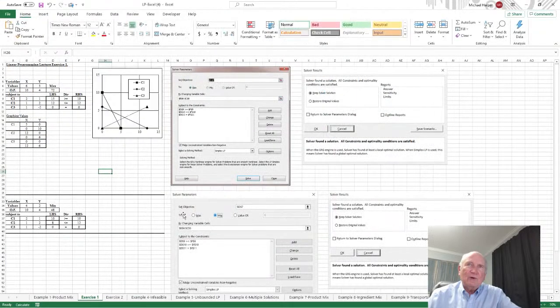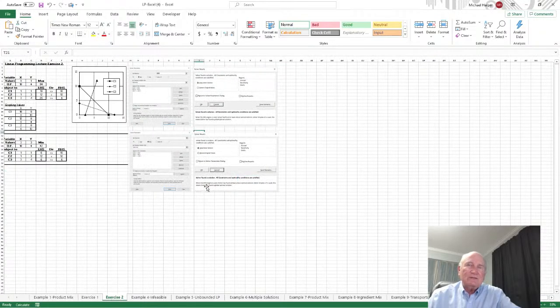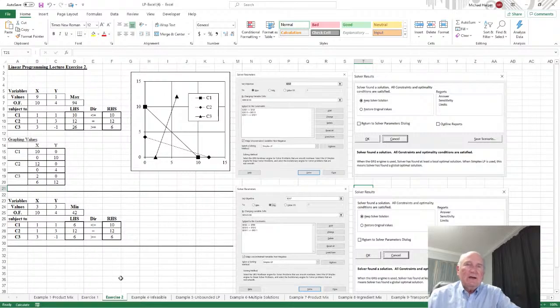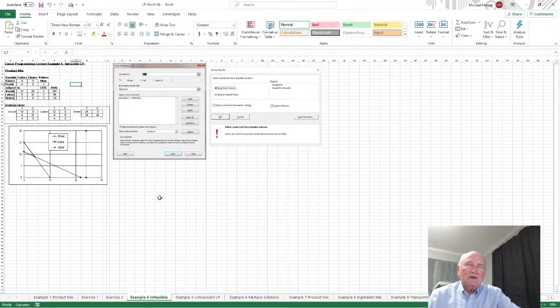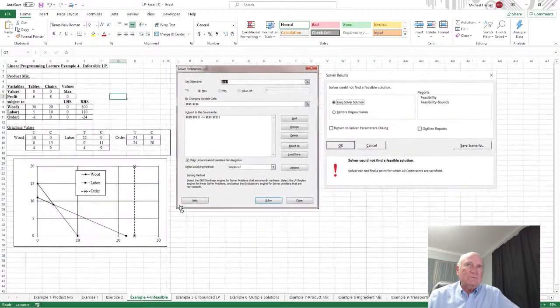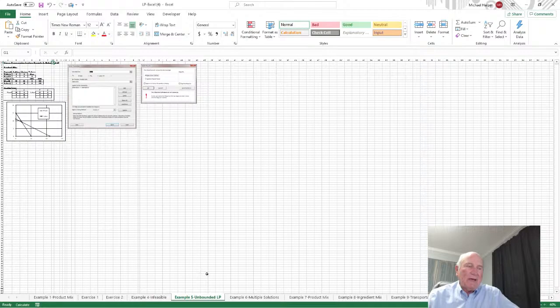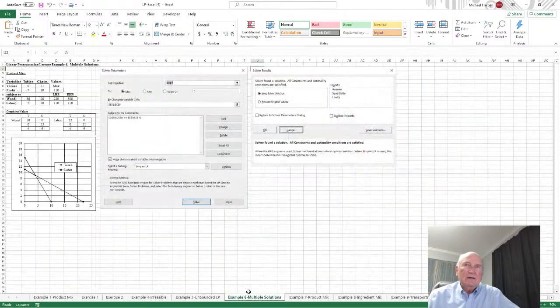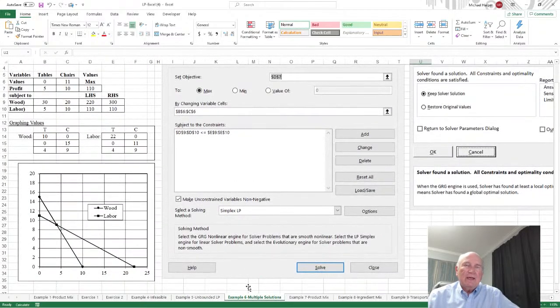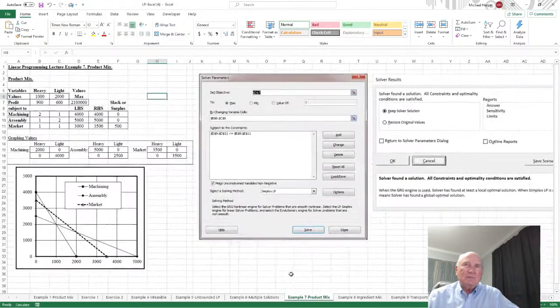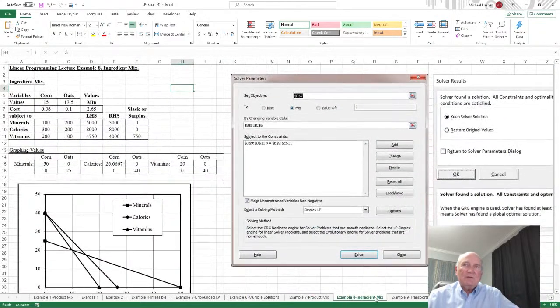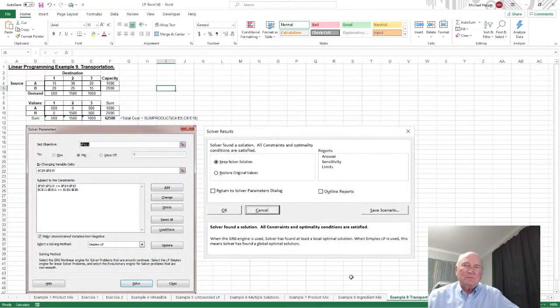Then the exercise 1, I do the same thing. Boom. Exercise, here's the max, there's the min. Exercise 2, I do the same thing. There's a max, there's a min. You can make it bigger. And then I start with 3 different special cases: an infeasible, unbounded, multiple solutions, and then 3 applications: a product mix problem, ingredient mix problem, transportation problem. So we're going to be doing 6 applications.